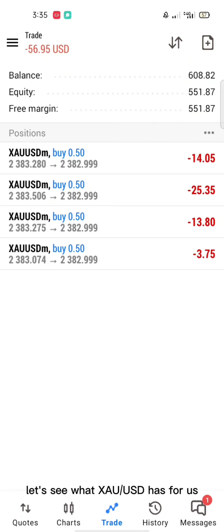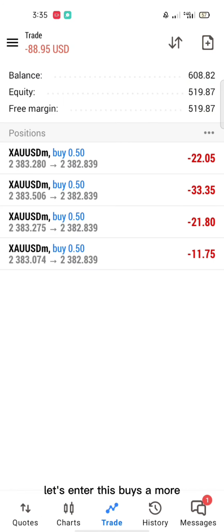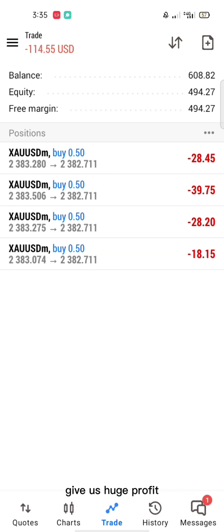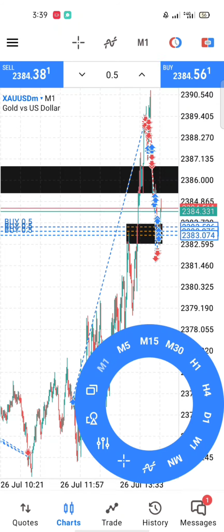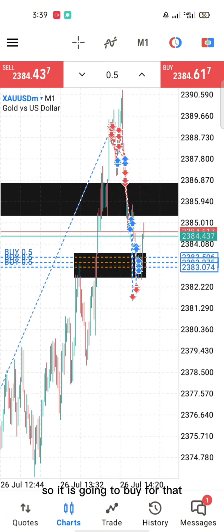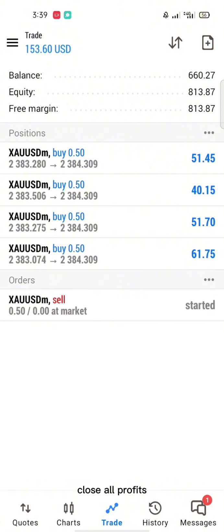Let's see what XUSD has for us. Let's enter these buys, let's take it to a mighty height. Let's see XUSD buy further and give us huge profits. So guys, the trade is currently buying further into that direction. The trade has given us $800 and some, so close up positions with profit.